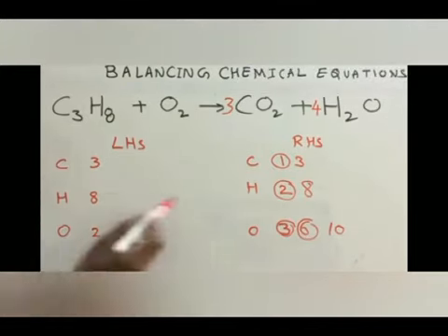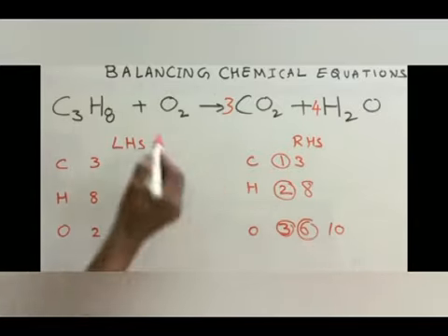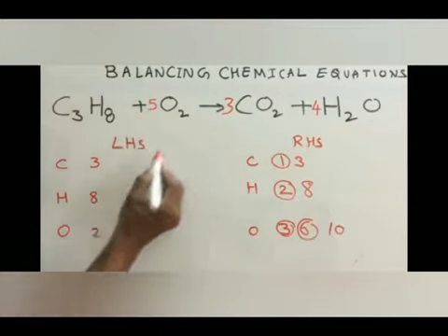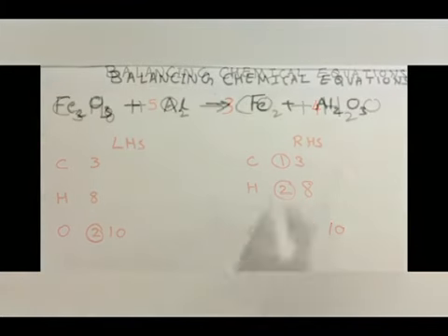Hydrogen 8 and 8. But oxygen 2 make it 10 means 2 5s are 10. So multiply in coefficient. 2 became 10 by multiplying with 5. Now all the elements are equal. It's a balanced chemical equation.